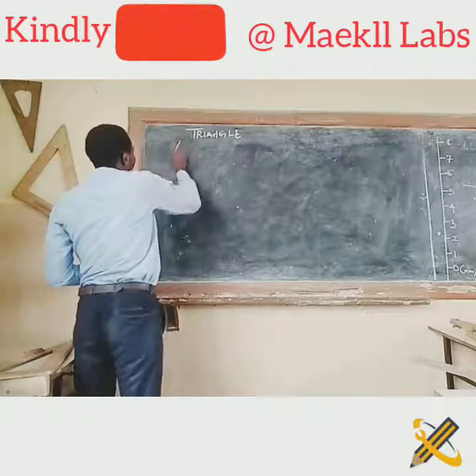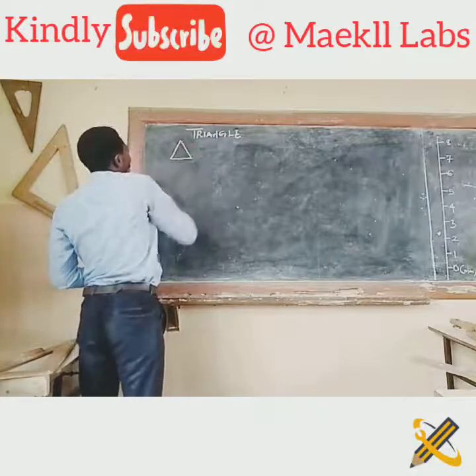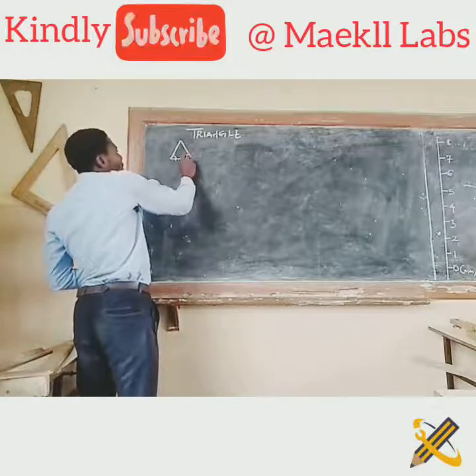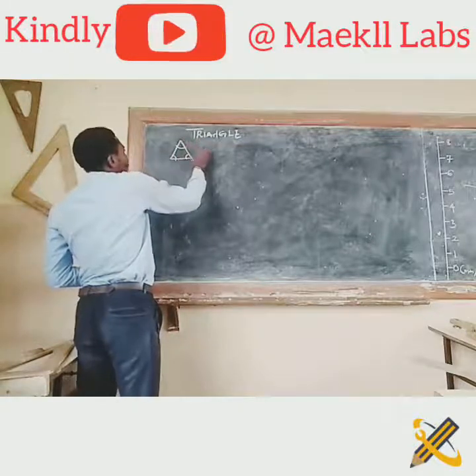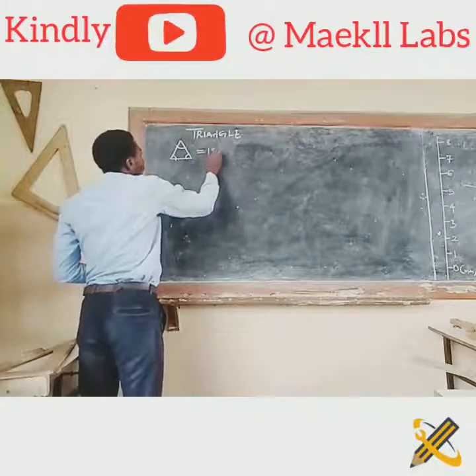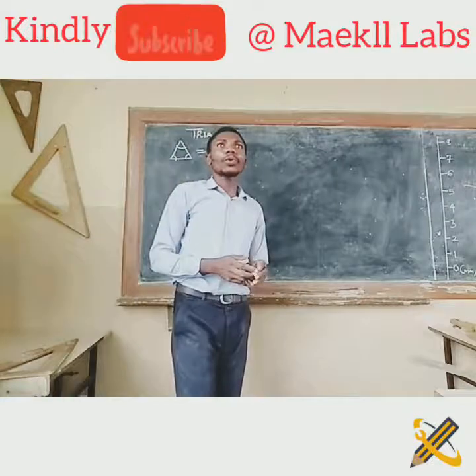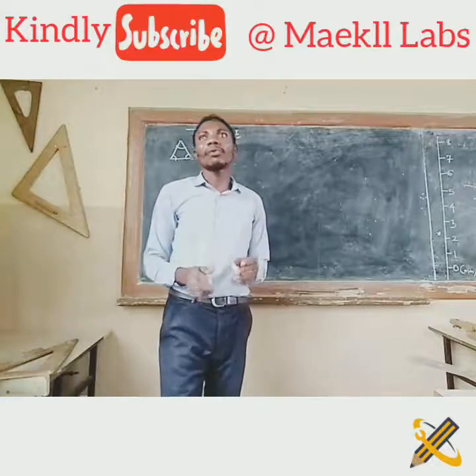So this is an example of a triangle, a plane figure. Which means the sum of this first angle, this second angle, and this third angle is equal to what? 180 degrees. So today we'll be looking into the construction of different types of triangle.